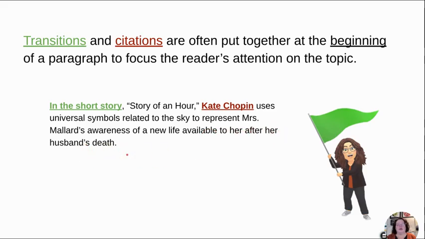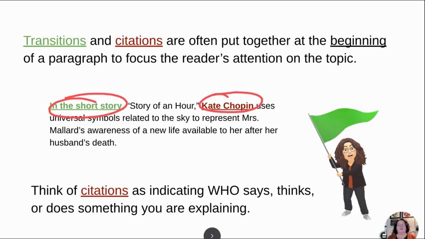Now, this might seem long. I promise it is not as convoluted as you think it is, and I am not giving anything away for the story that you're about to read because he dies in the first sentence. All right? But notice here I have a transition at the beginning of the sentence that tells me where I would find this information. And I have Kate Chopin's name here, which is your citation. So remember, you want to think of a citation as indicating who is saying or thinking or doing something that you are explaining in the paragraph.